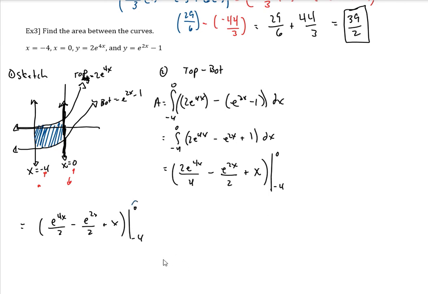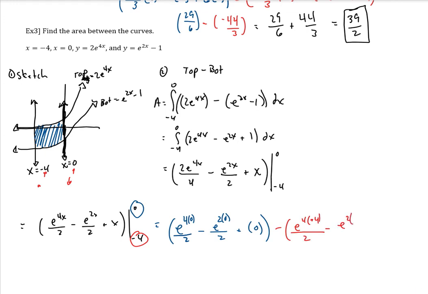The top one, I usually do in blue, so 0 is going to go into all the x's that we see. So we have e to the 4 times 0 over 2 minus e to the 2 times 0 over 2 plus 0. Let's put that all in parentheses. And then always minus the second one going in, minus parentheses, e to the 4 times -4 over 2 minus e to the 2 times negative 4 all over 2, and then plus negative 4.